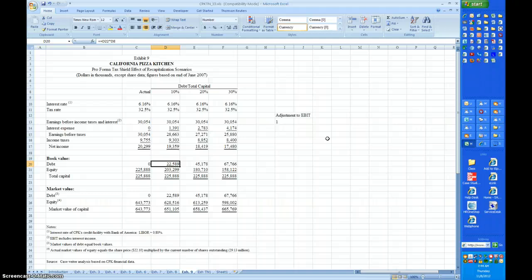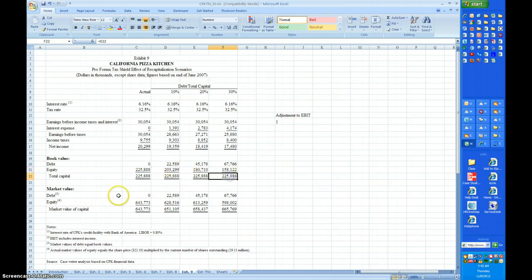The shareholders get this cash, and now the equity, which is assets, which didn't change, minus liabilities, which increased $22,589,000, is going to be equal to an equity of $203,299, which brings us back to where it would be otherwise with no debt. The total capital doesn't change. It's just that there's a substitution of debt for equity throughout on the book basis.